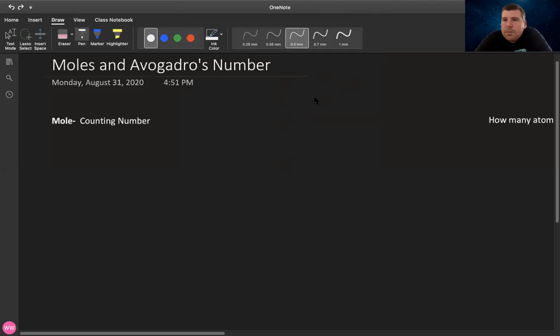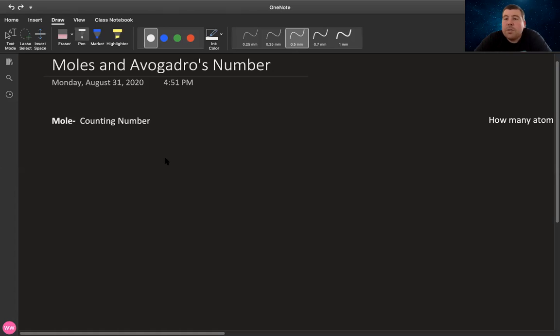So once again, today we're going to be looking at the mole and specifically Avogadro's number, and basically using this as a conversion, converting between either mass, particles, moles, et cetera. So first off, what is the mole?